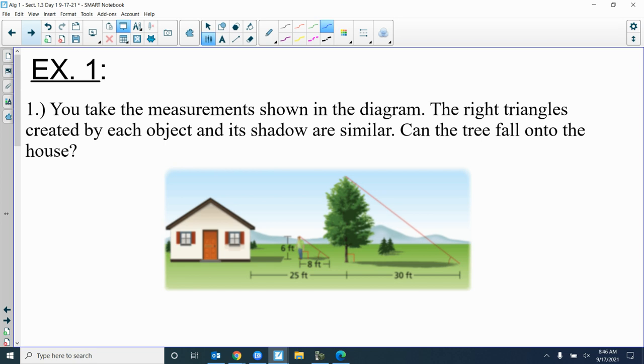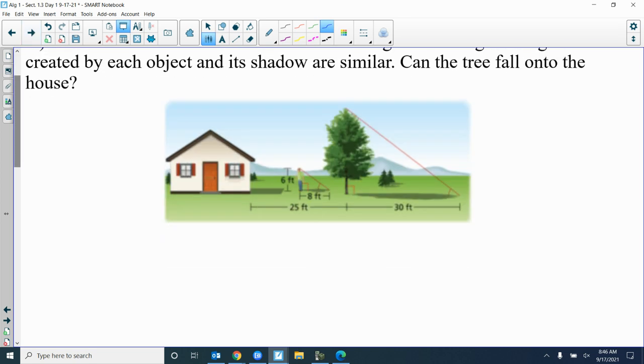Well, the first thing you have to do is find out how tall the tree is. As you look at this, you see this person who is 6 foot tall has an 8-foot shadow. This tree has a 30-foot shadow, and I'm going to call the height of the tree X. How far is the tree from the house? Addie? 25 feet. Find the height of the tree.